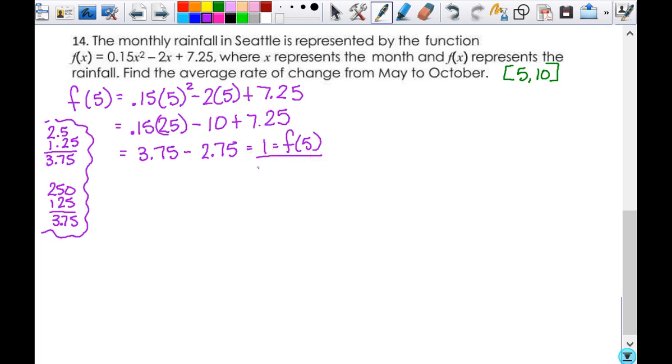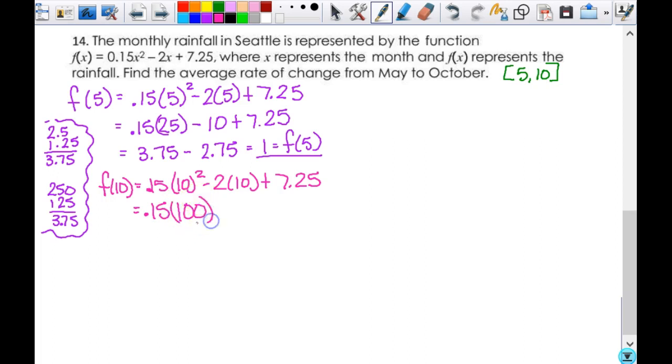Now I need to find f of 10. That's equal to 0.15 times 10 squared minus 2 times 10 plus 7.25. So that is 0.15, so 10 squared is 100, minus 20, plus 7.25. I wrote it down right this time.